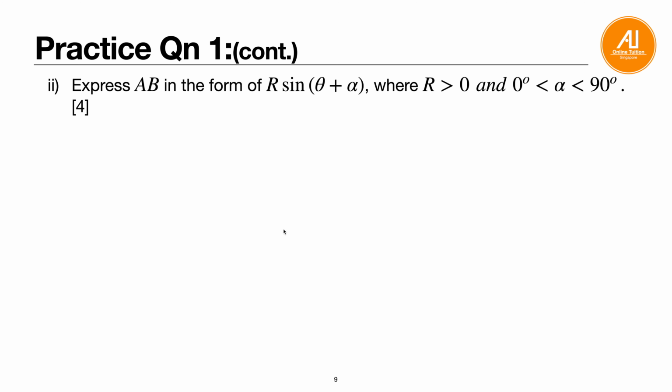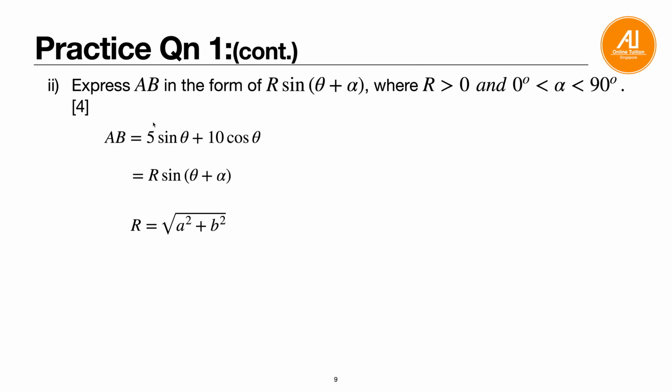Okay, so next, express AB in the form R sine theta plus alpha, where R is greater than 0 and alpha is in the first quadrant, 4 marks. So this one you have to use your R formula, from the previous part. In terms of presentation, you can write equals to this, then equals to this one. Then remember, what's the formula for R? R equals square root of A square plus B square.